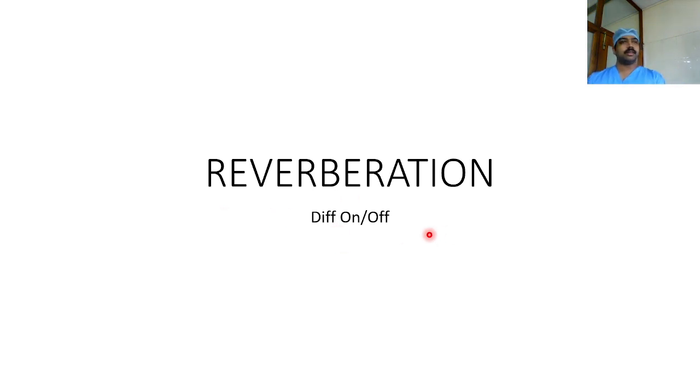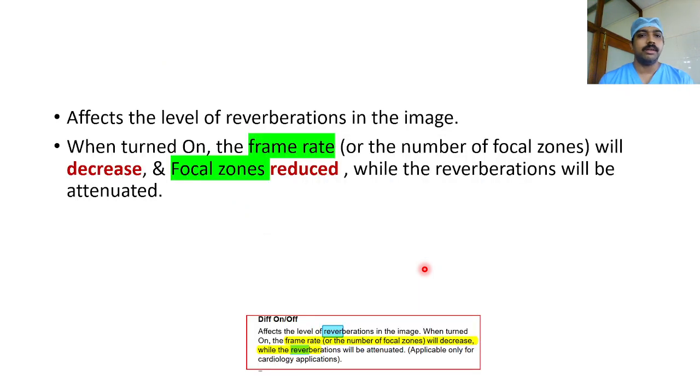So we can turn that on. When we turn it on, all those noise artifacts will be removed. But the important thing is, unnecessarily we should not turn it on. Why? Because if it is turned on, it can affect the frame rate, and the focal zones also will get reduced. So if it is turned on, the frame rate will decrease and the focal zones also will decrease. So we better turn it on only if we are finding any artifacts there, and other than that, we keep it off only. That is reverberation.